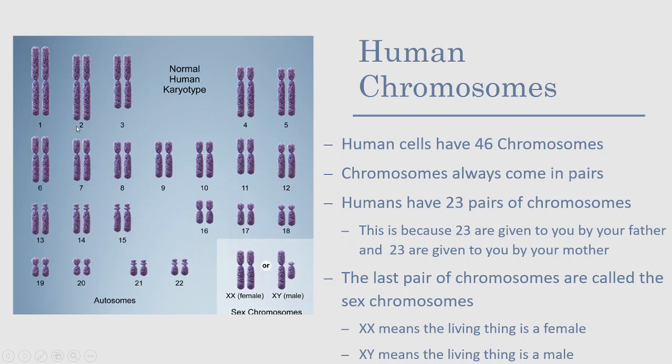You'll notice that there are two essentially matching chromosomes for every single number here to make up 23 pairs of chromosomes. Now, here's the reason why: you get one chromosome from your mother and one chromosome from your father. Same with this chromosome number 2, you get one of these from your mother, one of these from your father. And that's the case for all of your chromosomes.